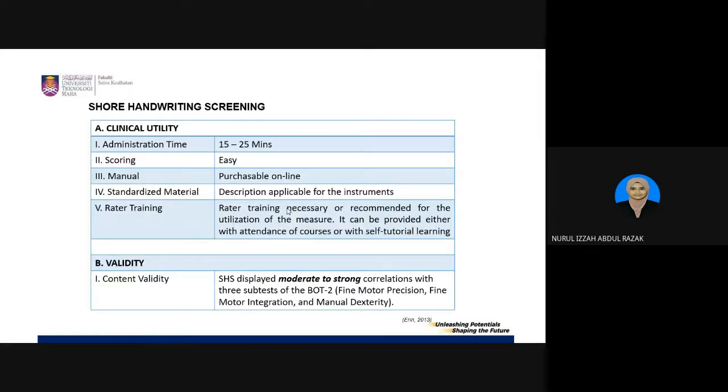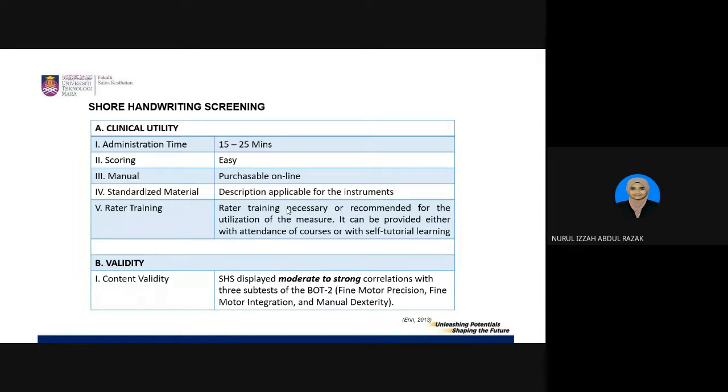Okay, let's see the clinical utility of short handwriting screening. The administration time is about 15 to 25 minutes. The scoring is easy and the manual is available and can be purchased online. For the standardized material, the descriptions are readily applicable for the instrument, and prior to using the assessment, the rater is encouraged to have training before administering the assessment.